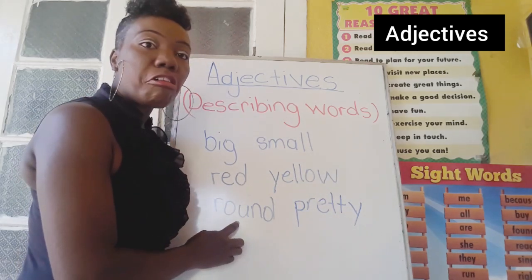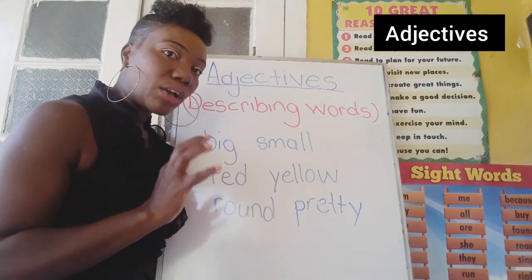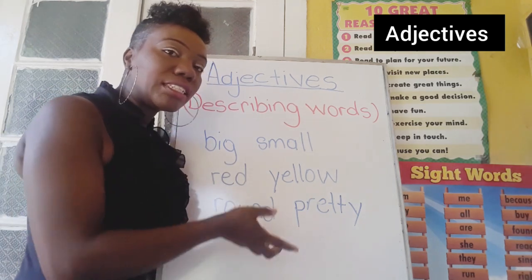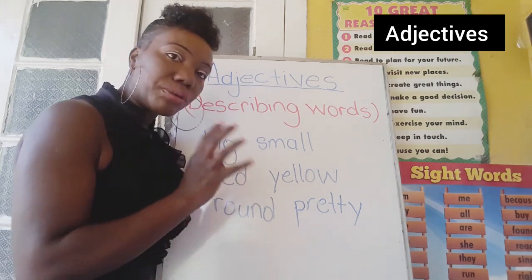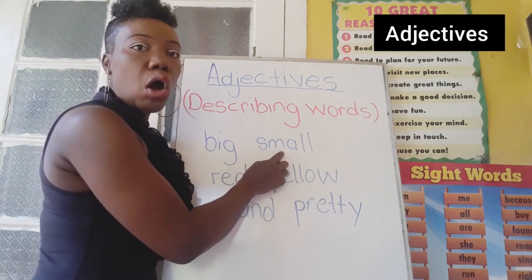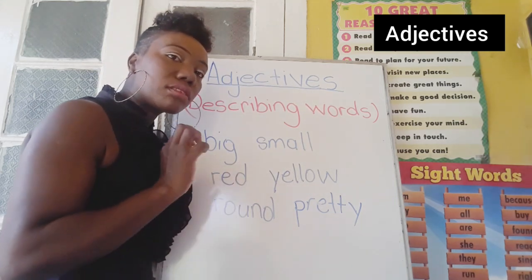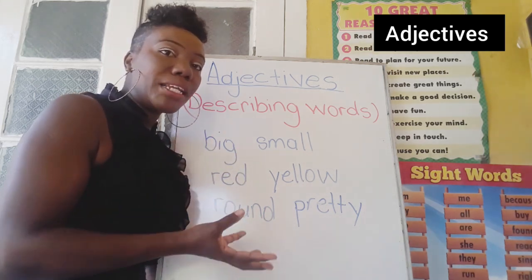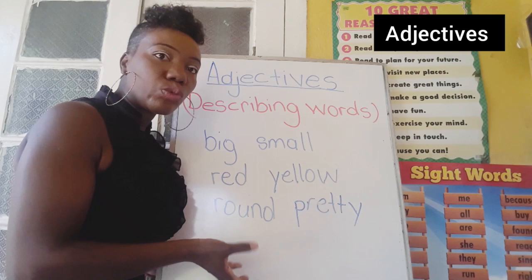And this is round. Just like we say that the ball is round, so we're using the word round to tell how the ball looks. And round here would be an adjective. And this is small. So if something is small and we say that it looks small, then we are describing it with the word small. That is how it looks. And when we describe things, we're using adjectives.